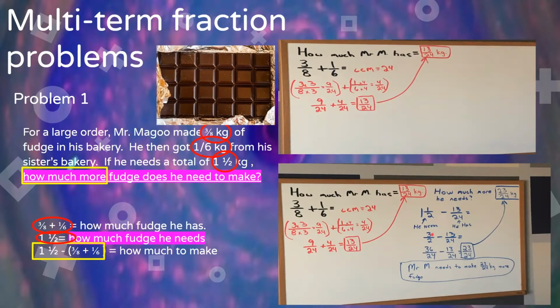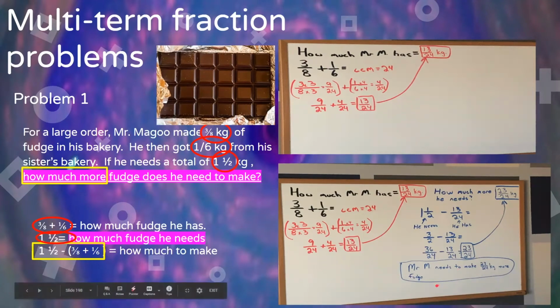But we've already determined that that's going to be 24. So 3/2 is what we have to change to 24ths. 3 times 12 will be 36, and then 2 times 12 gives us 24ths. We're now in position to subtract 36/24, and we're going to take away 13/24, the amount we already have. And what does that tell us he needs? He needs 23/24 kilograms more to finish the order.